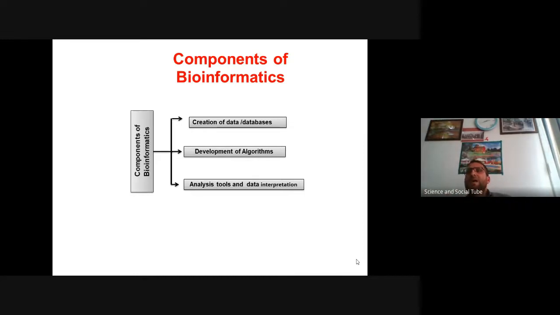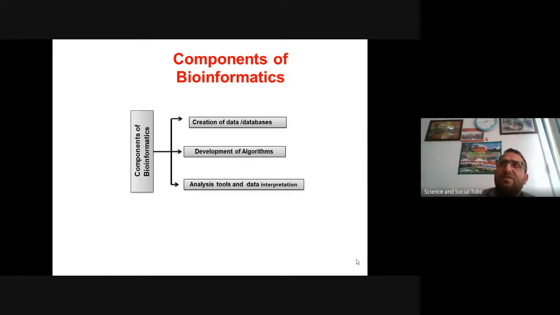First and foremost, as I was talking about the creation of data or database, to use bioinformatics software to do the analysis, you should have the data. Suppose somebody wants to know what the rice production of India was over the last 15 years. That means you should have the data of 15 years so that you can tell which state or which district or which variety has the highest production of rice.